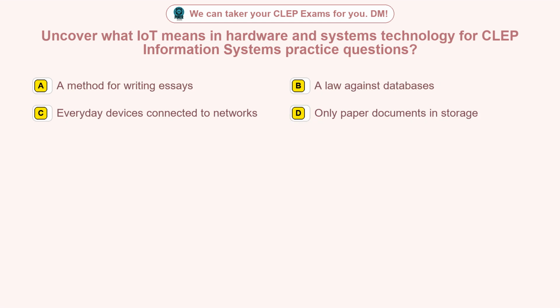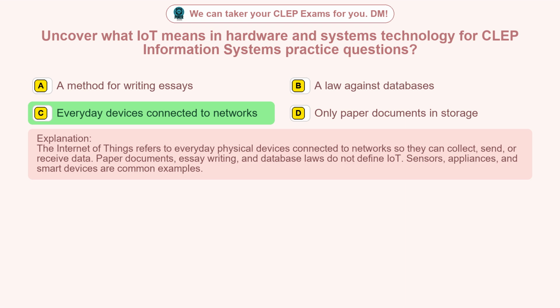Question 62. Uncover what IoT means in hardware and systems technology for CLEP Information Systems practice questions. Option A. A method for writing essays. Option B. A law against databases. Option C. Everyday devices connected to networks. Option D. Only paper documents and storage. The correct answer is option C. Everyday devices connected to networks. The Internet of Things refers to everyday physical devices connected to networks so they can collect, send, or receive data. Paper documents, essay writing, and database laws do not define IoT. Sensors, appliances, and smart devices are common examples.